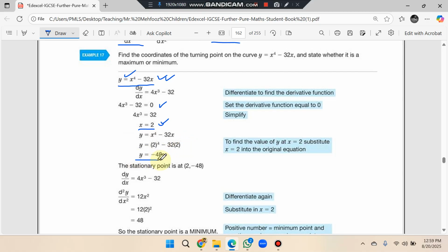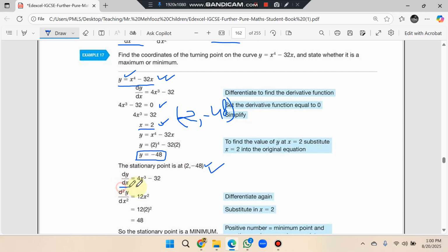That will be equals to y is equals to minus 48. Now we have the point where the x coordinate is 2 and the y coordinate is minus 48. Okay, after finding this point, the stationary point is this point.